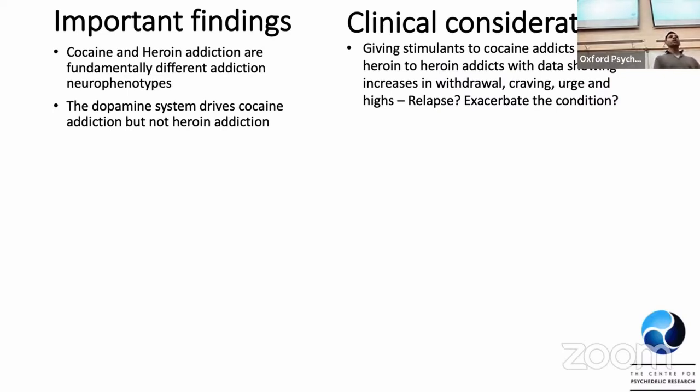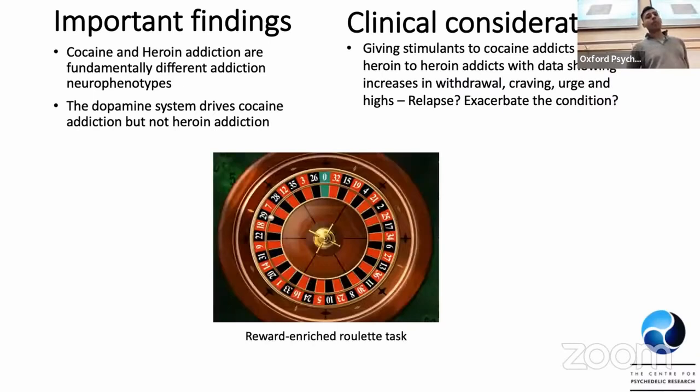But there are also some important clinical considerations from these early findings. Essentially, what we've had to do is give stimulants to cocaine addicts and heroin to heroin addicts. Although this gives us an insight into the brain, what we could be doing is perhaps facilitating a further entrenchment or exacerbation of their condition, or perhaps giving them the possibility of relapse. But these early studies have fundamentally allowed us to develop other paradigms which don't involve pharmacological stimulation. And this specific behavioral paradigm we're developing at Imperial is a roulette task in the scanner.